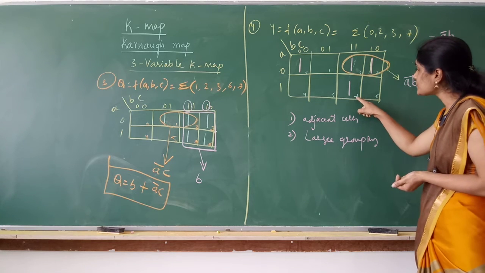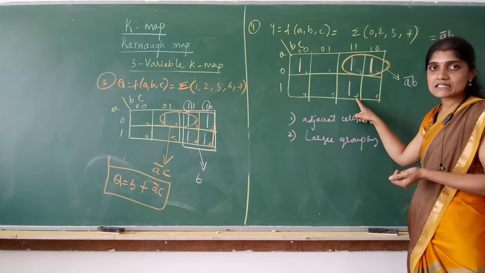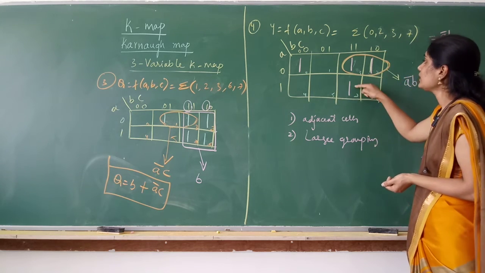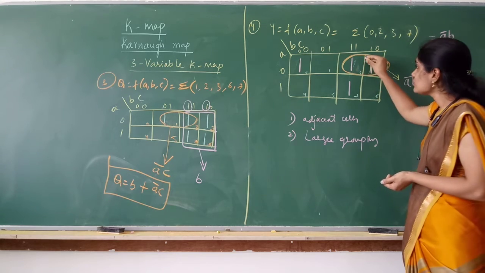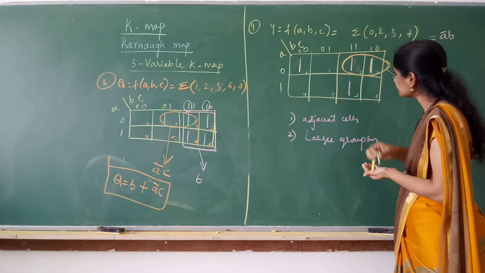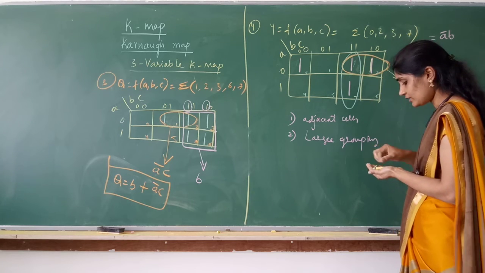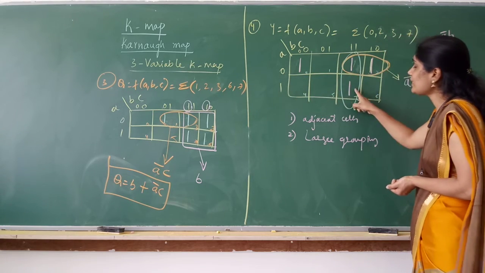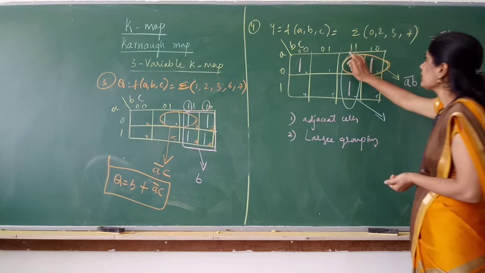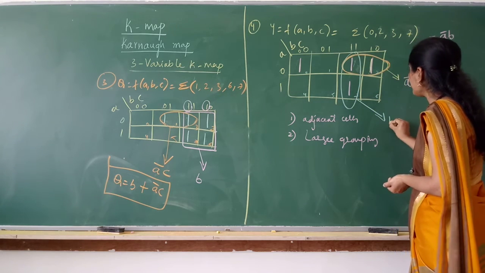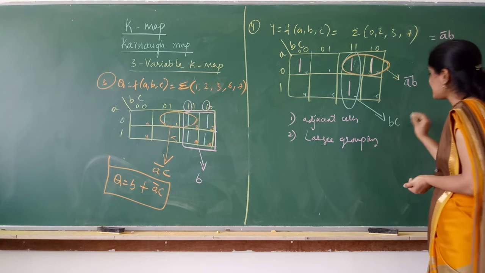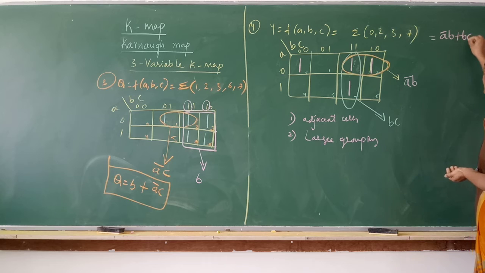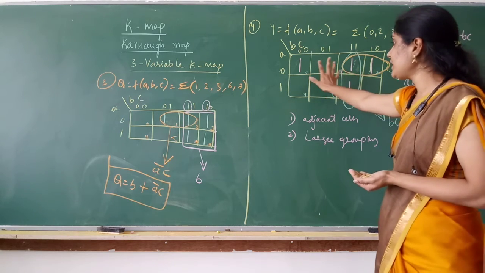Next, how will you group 7? Just check whether any other cell is adjacent to this particular min term. 5, no, I don't have a min term. 6, no. Coming here, 3 is there. So group these 2. This is another grouping. What is the equation I get? A is taking 0 here and 1 here, so it will get cancelled, so I cannot write A. B is taking 1, so write B. C is taking 1, so C. So the second term I have got is BC. So plus BC.